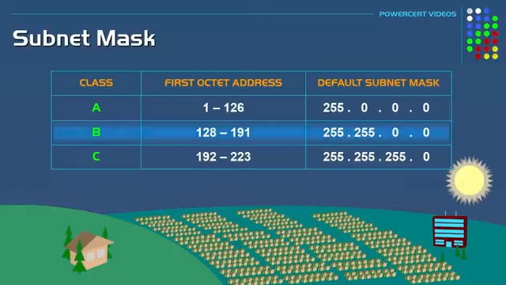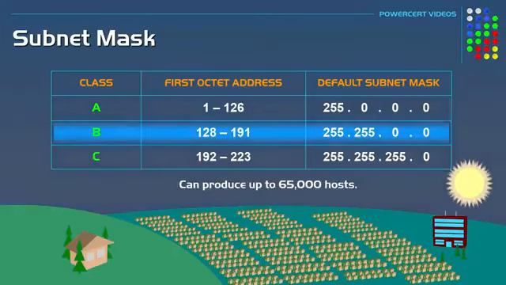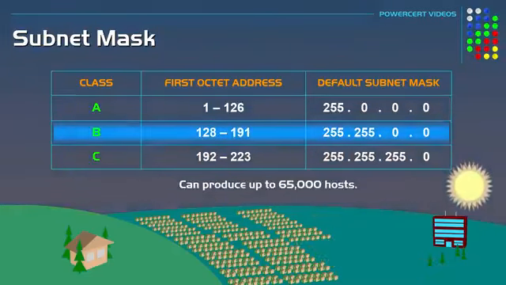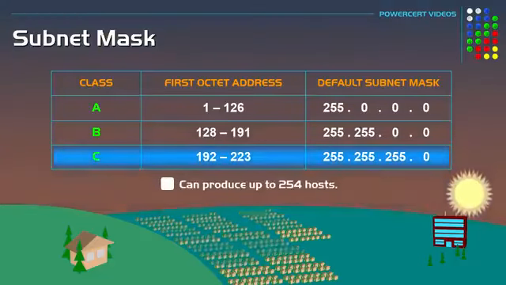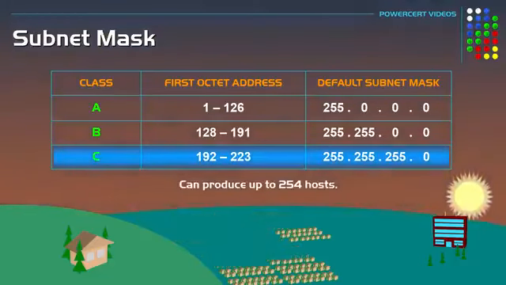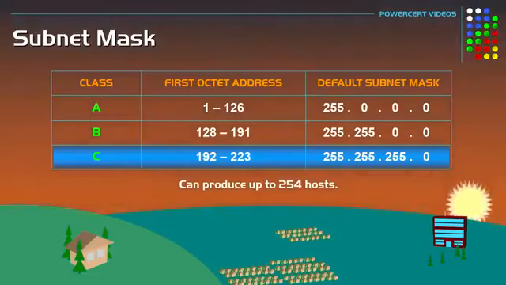A Class B IP address can produce up to 65,000 hosts. This class is given to medium to large organizations. And a Class C IP address can produce 254 hosts. Class C IP addresses are used in small organizations and homes that don't have a lot of hosts.